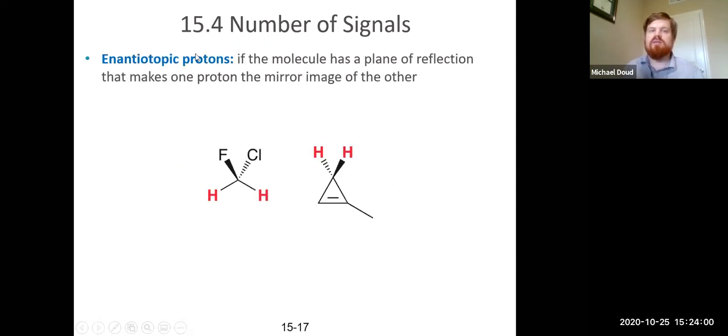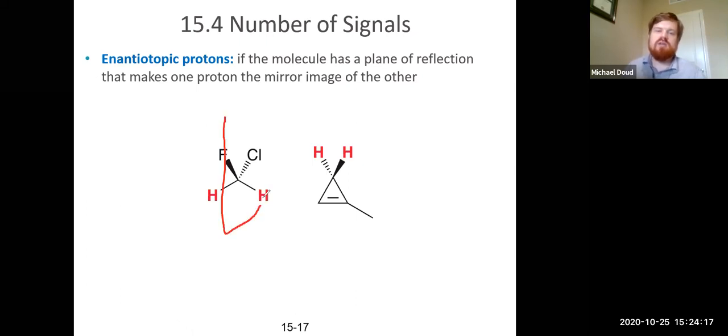Now, enantiotopic sounds exactly like that. So topic means making, right? And enantio would be like enantiomer. This is going to be the case if the molecule has a plane of reflection, and that makes one of the protons the mirror image of the other. So let me just show you what that means here.